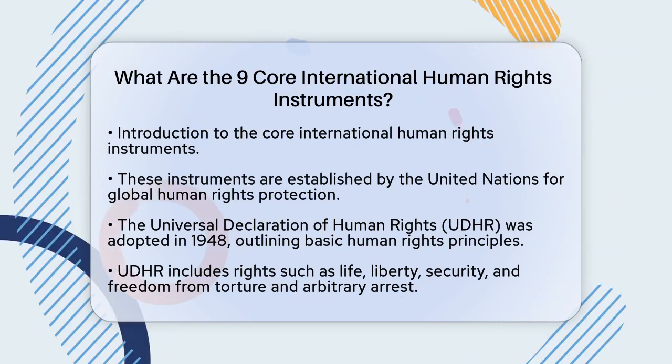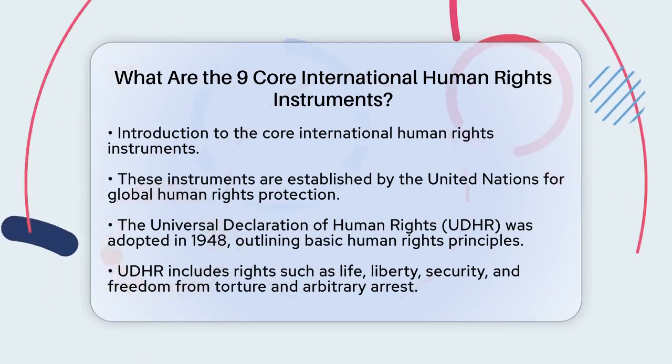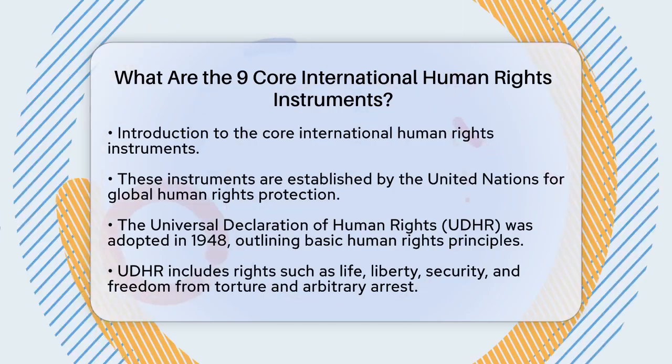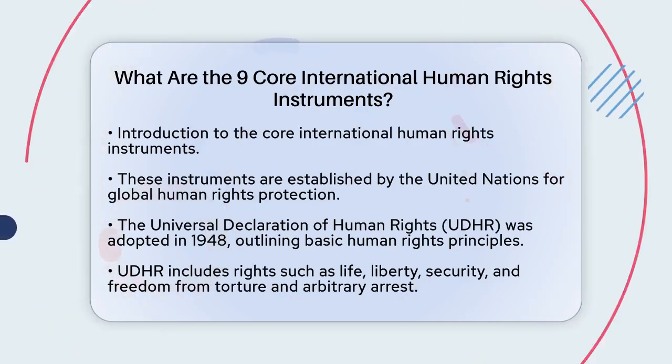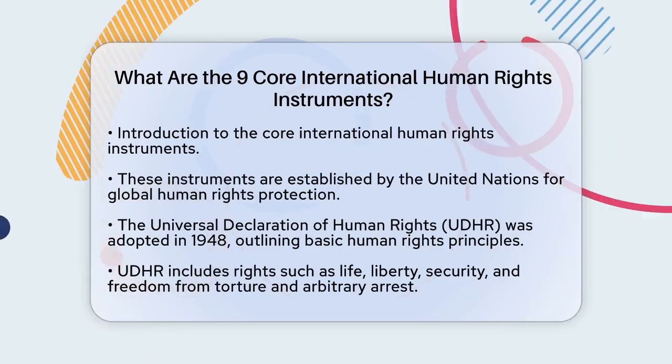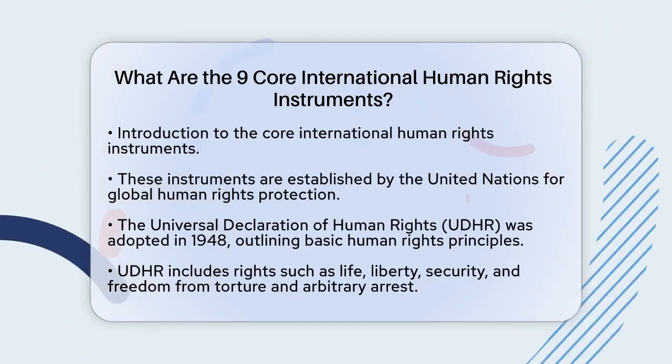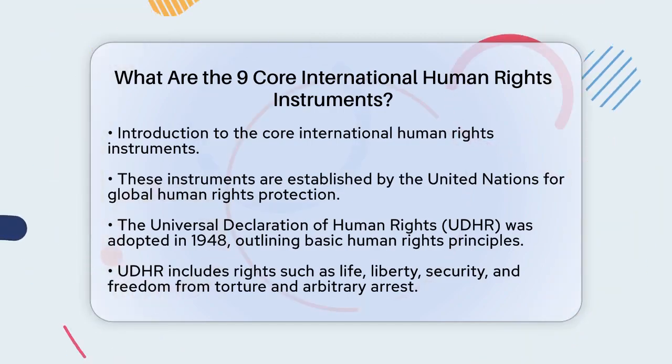The Universal Declaration of Human Rights, UDHR, adopted in 1948, is the first of these instruments. It sets out the basic principles and standards for human rights, including the right to life, liberty, and security of person, as well as freedom from slavery, torture, and arbitrary arrest.